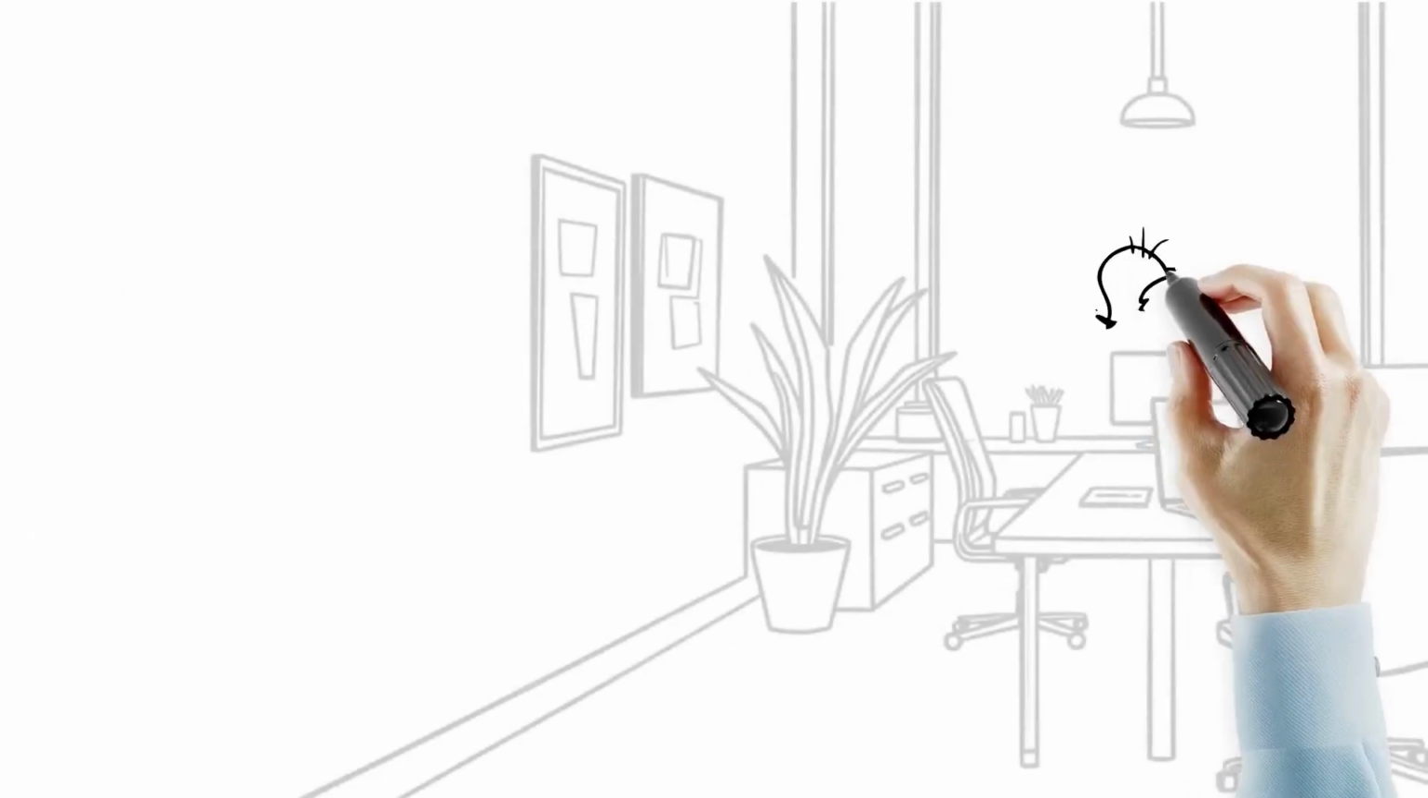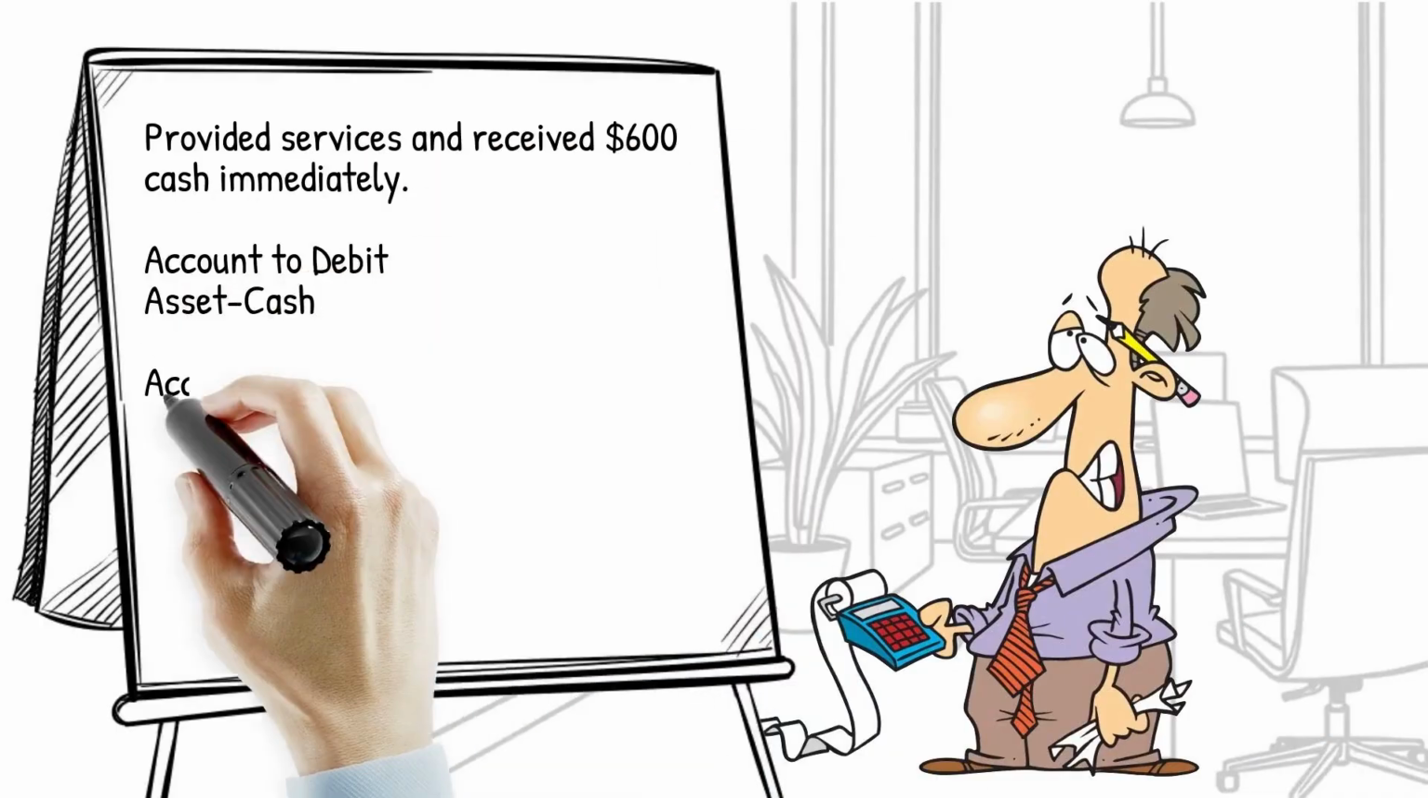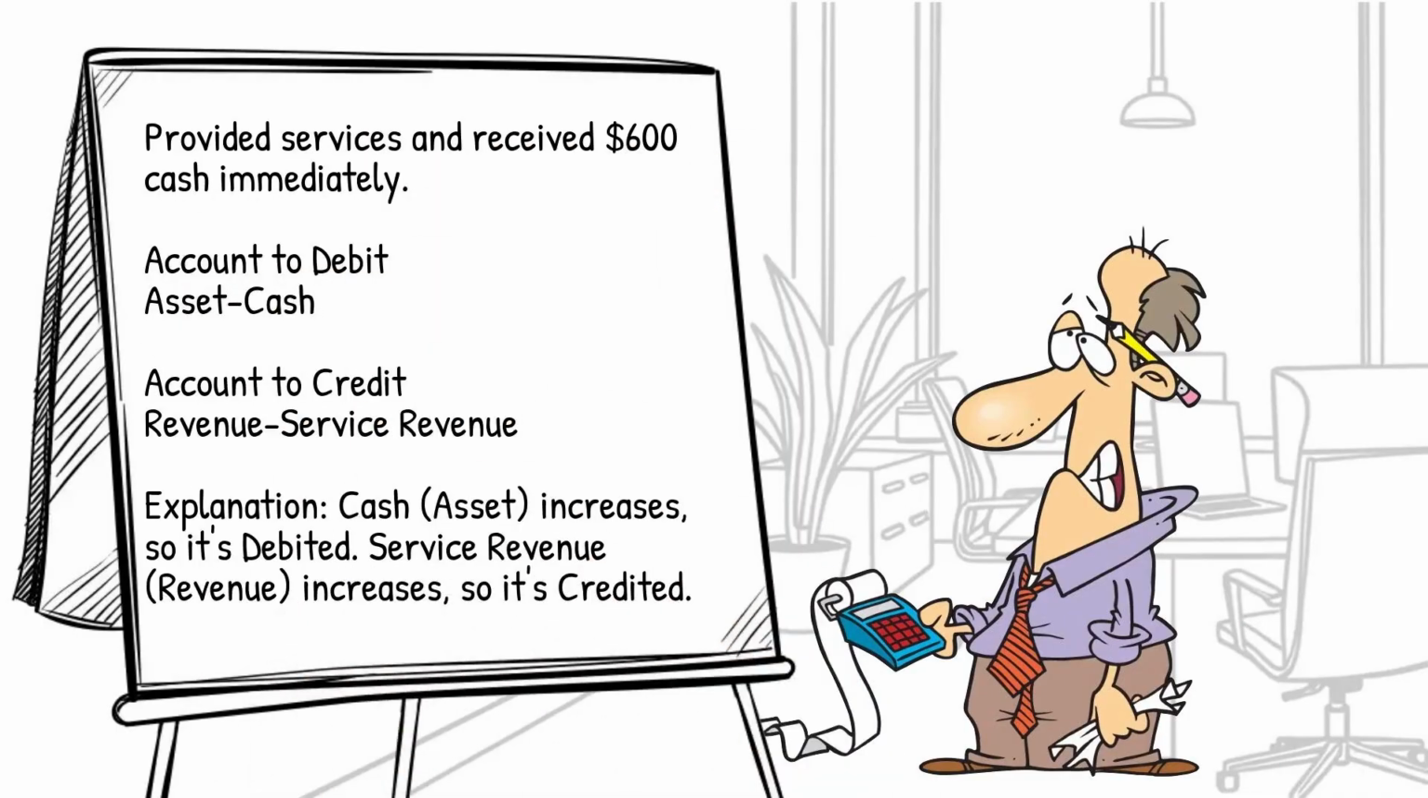Provided services and received $600 cash immediately. Account to debit: asset, cash. Account to credit: revenue, service revenue. Explanation: cash asset increases, so it's debited. Service revenue increases, so it's credited.